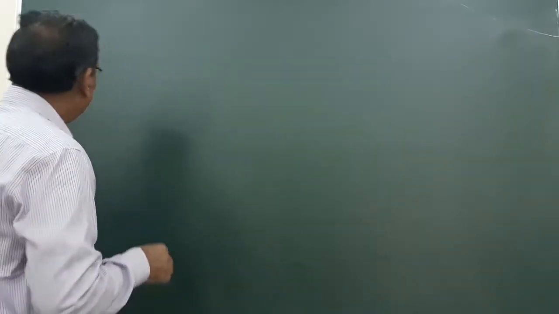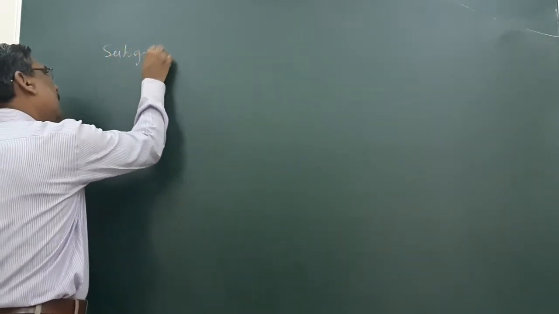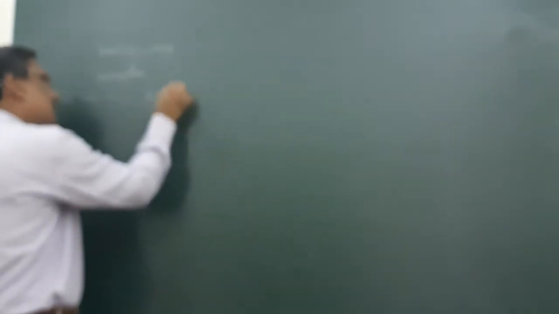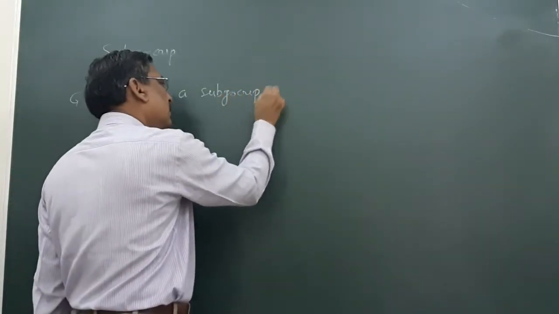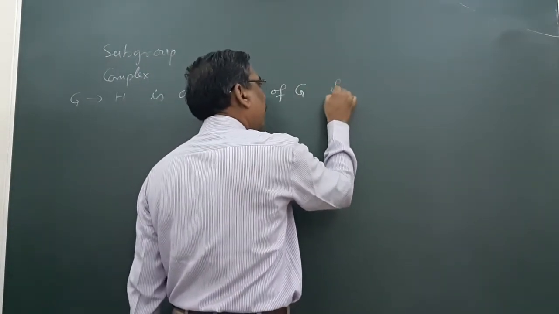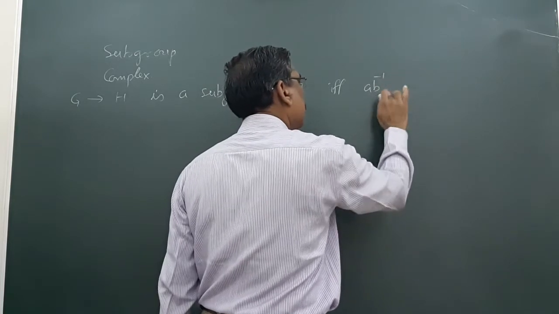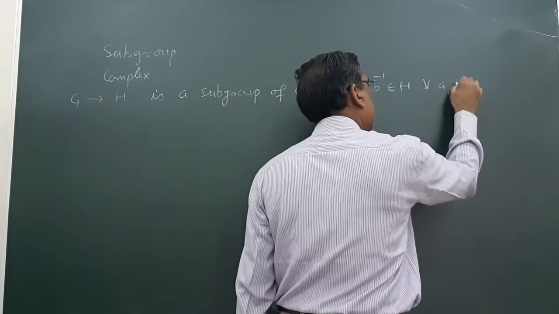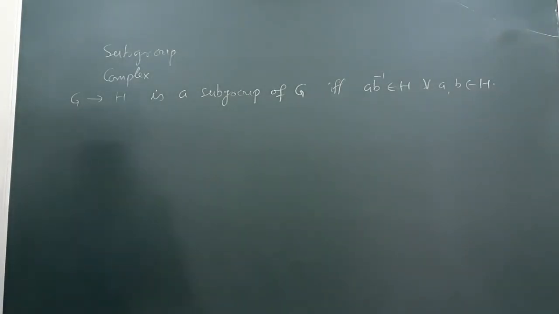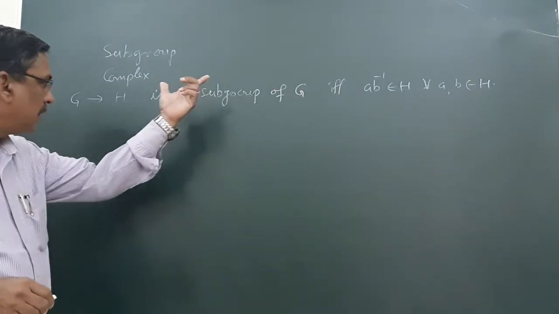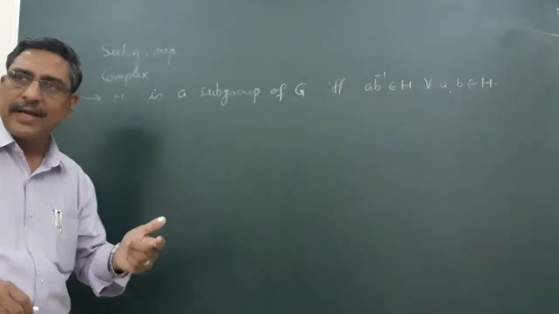In my earlier lecture, we defined subgroups and complexes, then proved some important theorems on whether a subset H of G is a subgroup of G if and only if ab inverse belongs to H for all a, b belonging to H. This was the theorem to prove a subset to be a subgroup, and here we didn't mention whether the given group is finite or infinite.